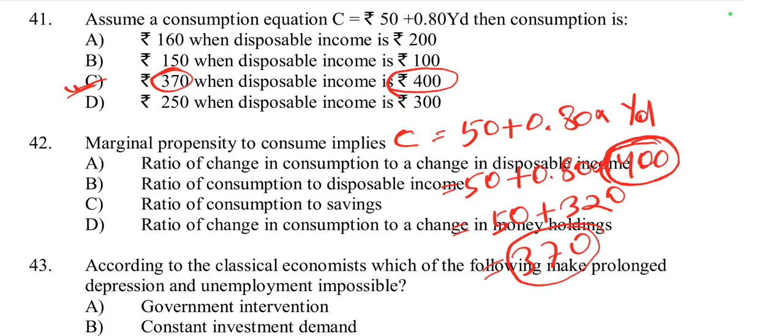But when we put other options, they do not indicate the consumption directly. So here option C is the right option. You can check the other options also, they are not similar. So when we use 400, its consumption is 370.